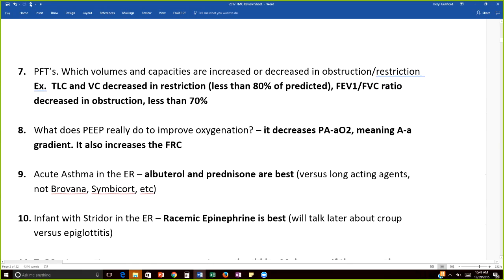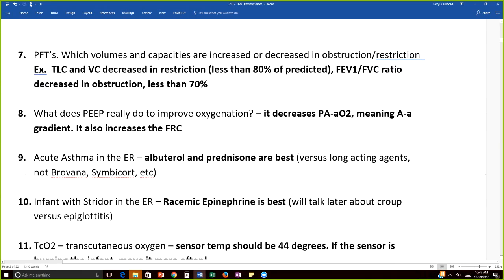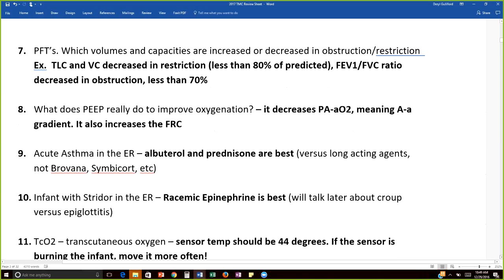PFTs. Which volumes and capacities are increased or decreased in various obstructions or restrictions? This is a key concept for you to understand. TLC and vital capacity decreased in restriction. That means less than 80% of predicted. That's the definition of restriction.